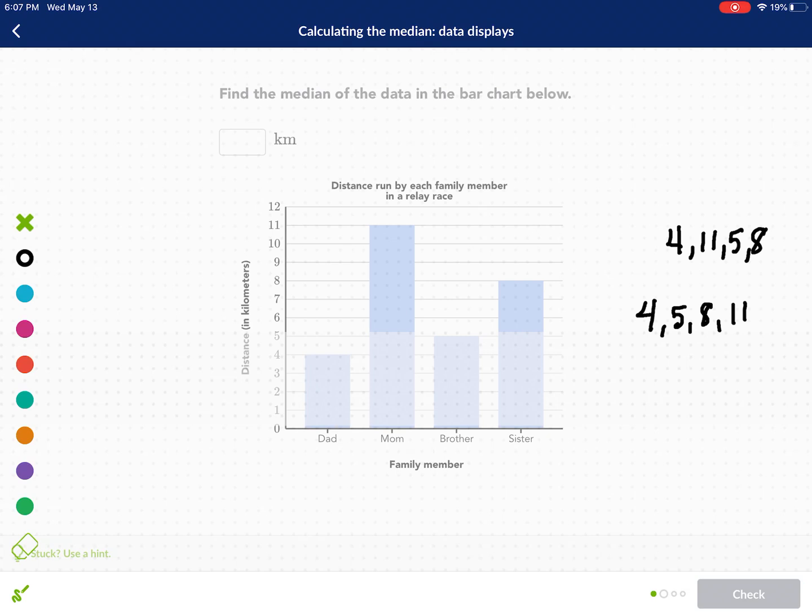All right, so 4, 5, 8, and 11 is in order from least to greatest, a crucial step you need to get this right. So you'll notice there's only 4 numbers here, right? So when you count into the middle, you've got to find out what is the middle between 5 and 8. So how do you do that? Well, you add the 2.